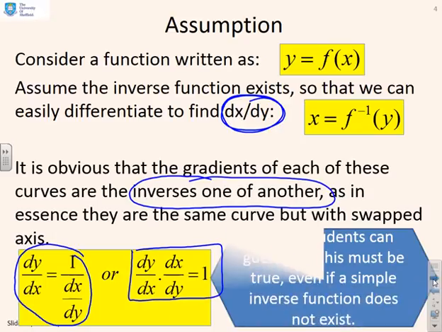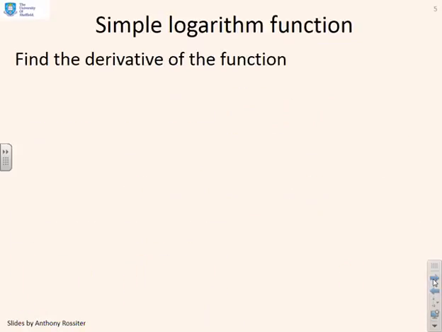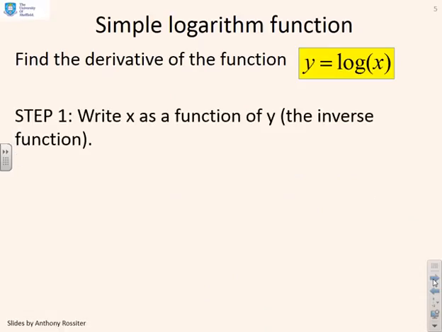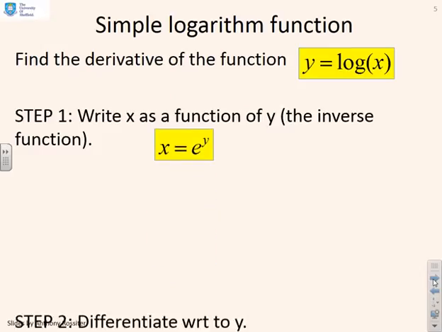And the key thing is that this observation will be true even if a simple inverse function expression does not exist. So here's an example. A simple logarithmic function. Find the derivative of the function y equals log x. We'll assume log's not in my table, so I don't know how to do it. So I'm going to use the inverse function. Write x as a function of y, and you get x equals e to the y.